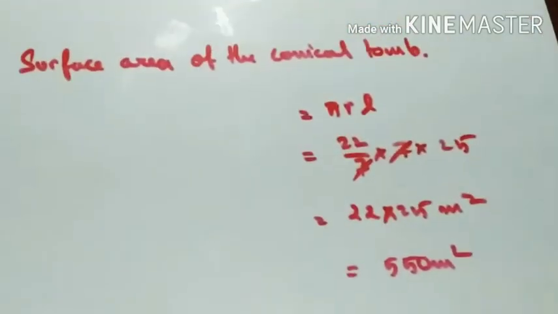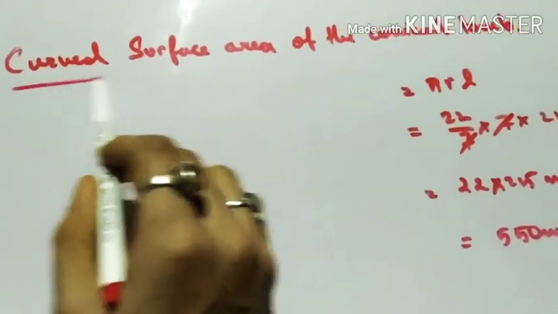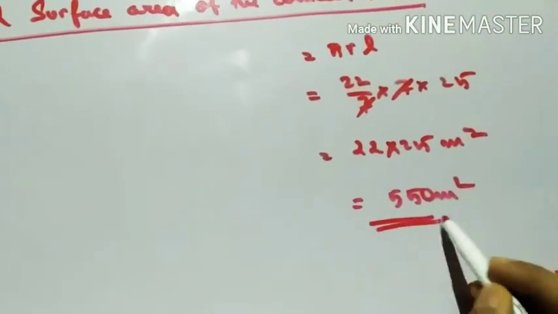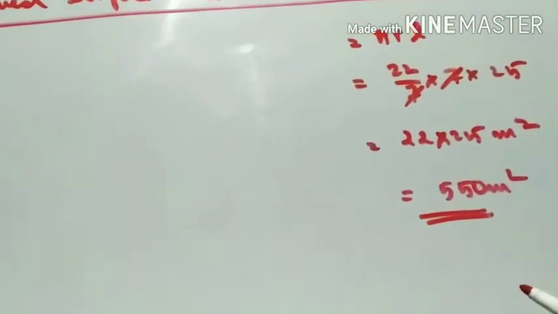Yes, I will get 550 meter square. This is the curved surface area of the conical tomb. It is 550 meter square. Finished. 550 meter square we got.